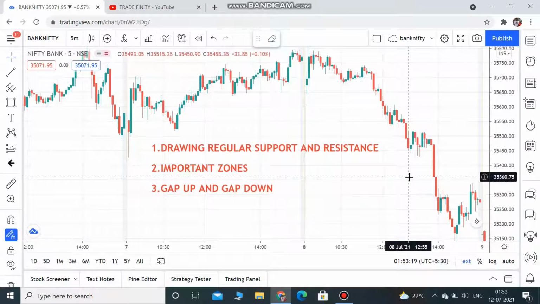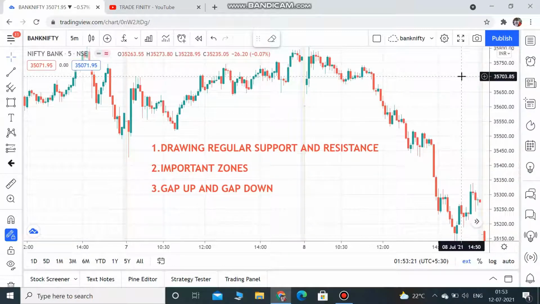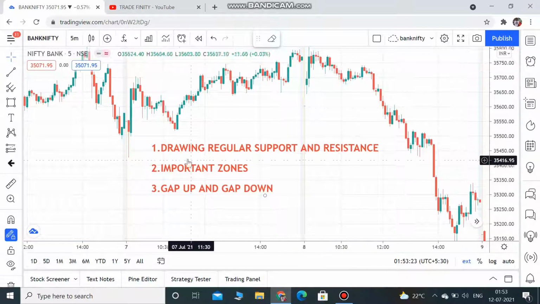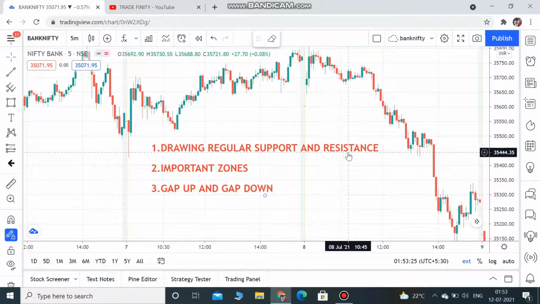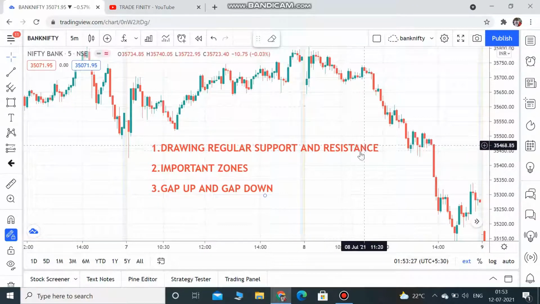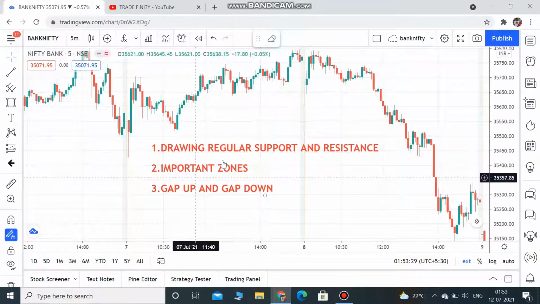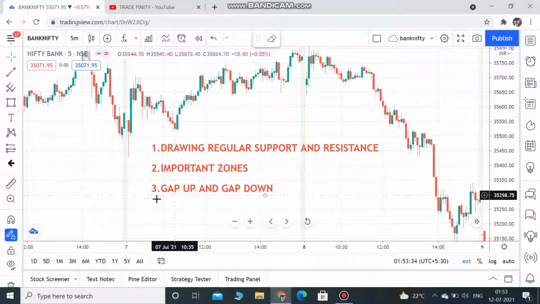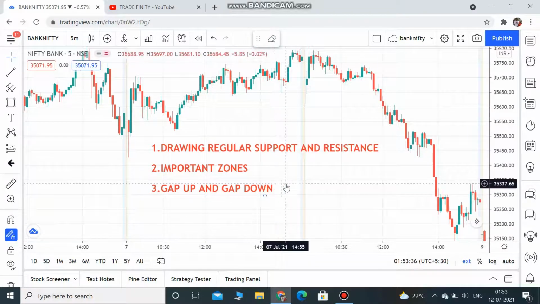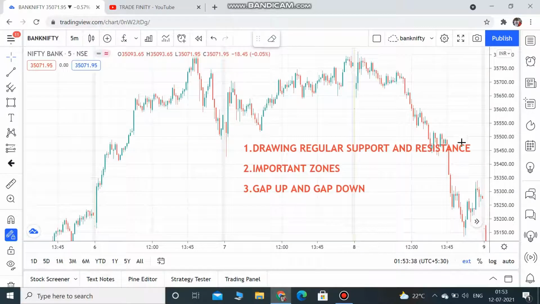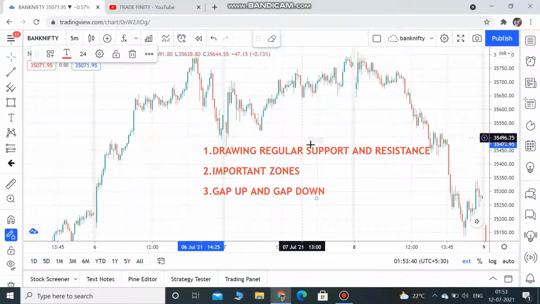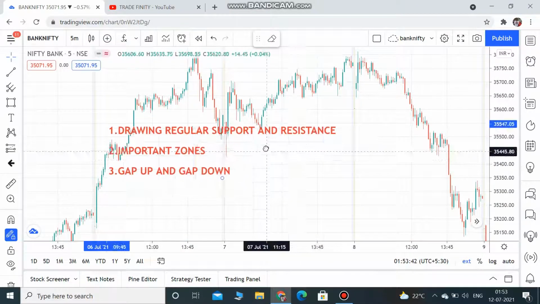So you will have to follow 3 steps before getting into the trade. You have to draw regular support and resistance. This is the basic thing you will have to follow. The second one is you will have to draw important zones. And the third one is you will have to mark all gap ups and gap downs. Okay, so first one, let's mark all important support and resistance.